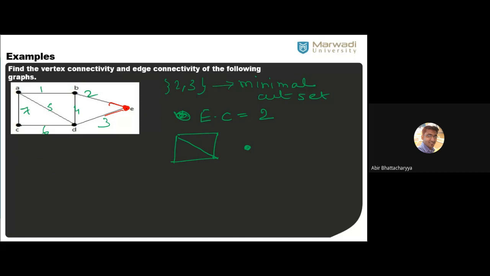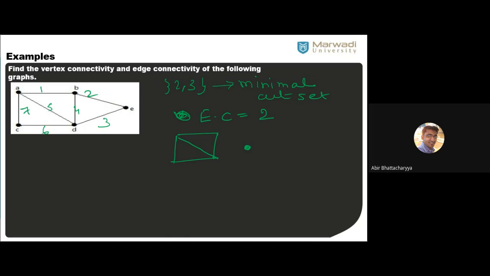Let's try another one. Let's say B. If I remove B, it's still connected. If I remove A, still connected. If I remove C, still connected. If I remove D, still connected. So removing only one vertex is not possible. We have to remove more than one vertex.